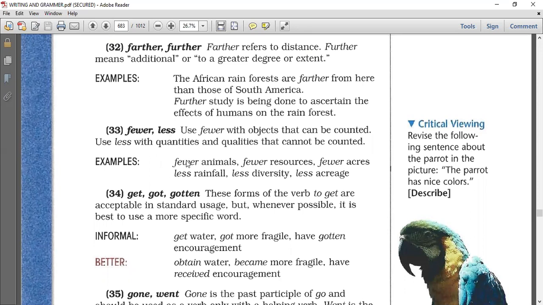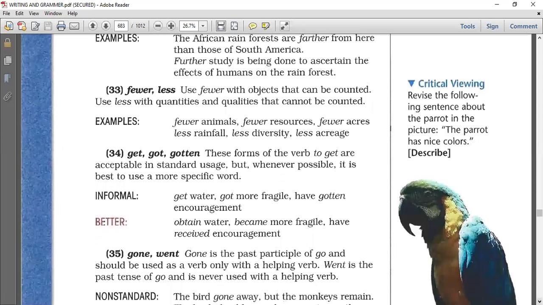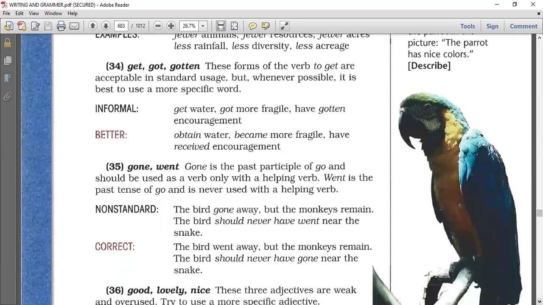Don't use them instead of each other. Fewer animals, we can't say less animals. Why? Because animals is a countable noun. Fewer resources, resources is a countable noun. Fewer acres, acres is a countable noun, because 1 acre, 2 acres, 3 acres, and so on. Less is used with uncountable nouns or non-count nouns. Less rainfall, less diversity, less acreage. Okay, the area of the number or the number of acres.